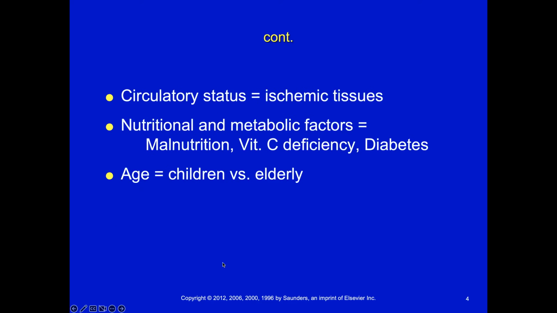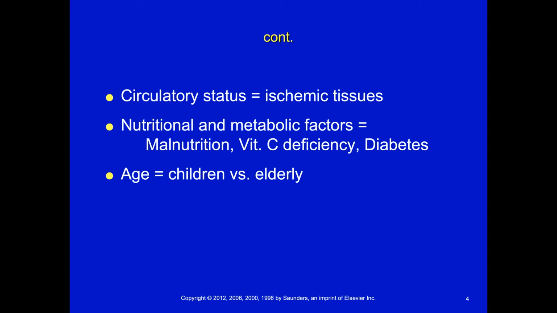Circulatory status is important. Is the tissue getting enough blood? If it's not, it's going to be what we call ischemic. You need blood in order to get all the new cells in the area and the nutrients that are needed and the substances that are needed. So if you have a problem with circulation, you're going to have a problem with healing.